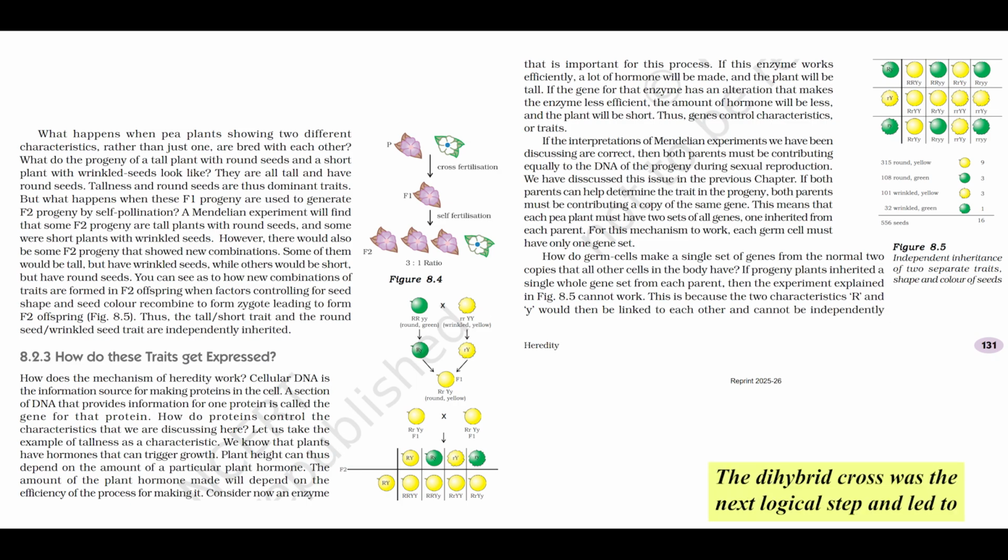You're absolutely right. The dihybrid cross was the next logical step and led to Mendel's second law, the law of independent assortment. It's definitely a step up in complexity, but crucial. So for this, Mendel crossed plants that differed in 2 characteristics simultaneously. A classic example is crossing a plant that was pure breeding for round yellow seeds with one pure breeding for wrinkled green seeds. From his monohybrid crosses, he already knew round R was dominant over wrinkled r, and yellow Y was dominant over green y.